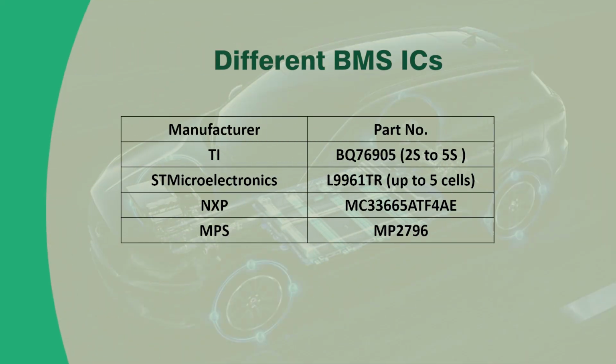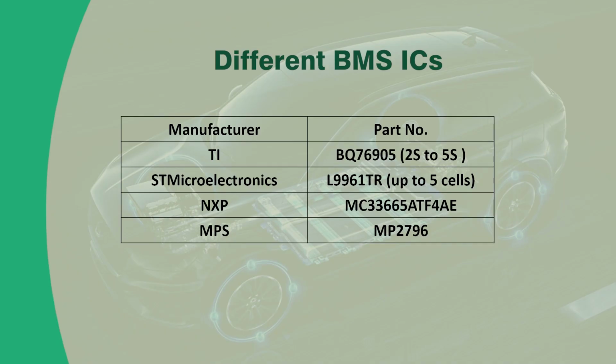Let us discuss the different types of BMS ICs. There are multiple manufacturers, and Texas Instruments is one of the leading manufacturers of BMS ICs. There is one part number called BQ76905. It is one of the part numbers.